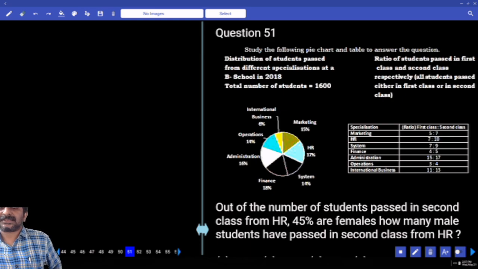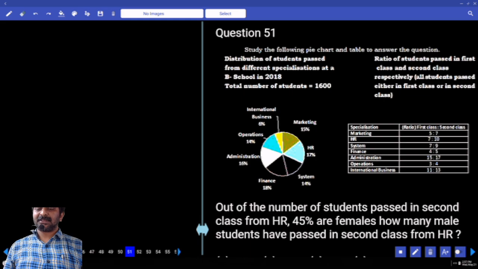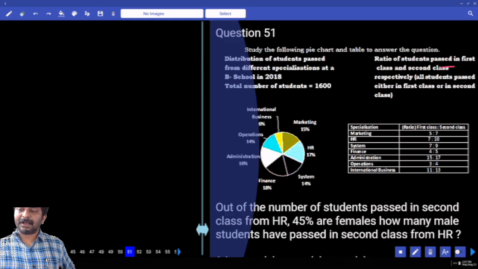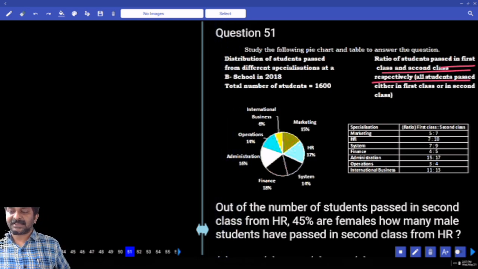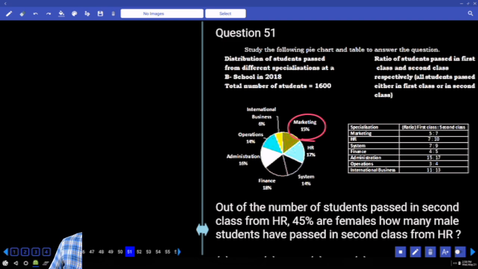Distribution of students passed from different specializations at a B school in 2018. Total number of students 1600. Ratio of students passed in first class and second class respectively. All the students passed either in first class or in second class. Okay. In the marketing department, what percent do we have? Come on.